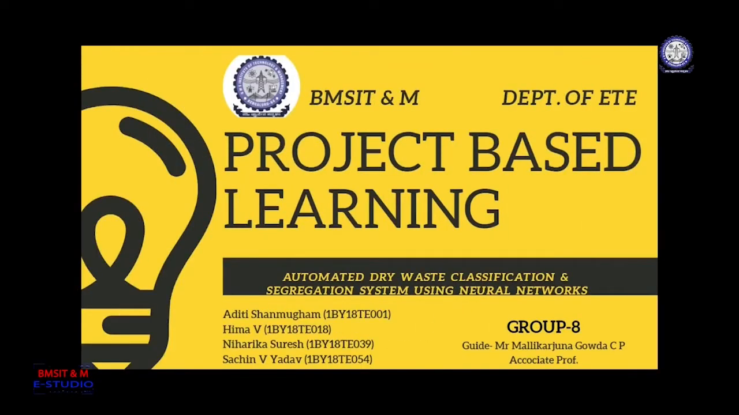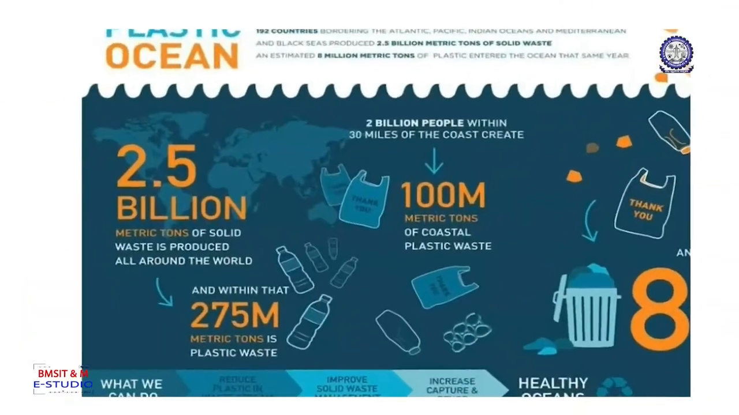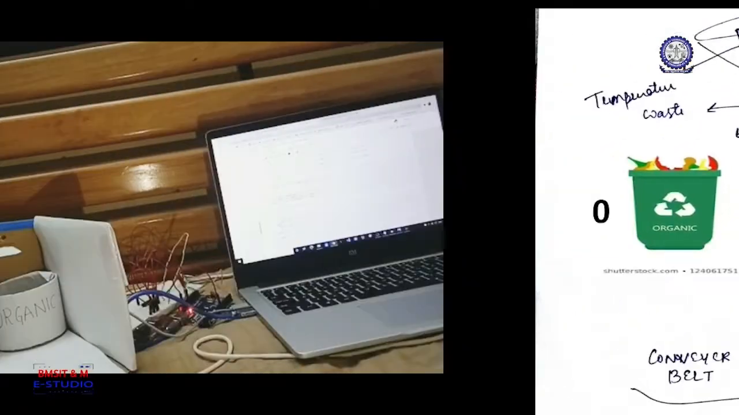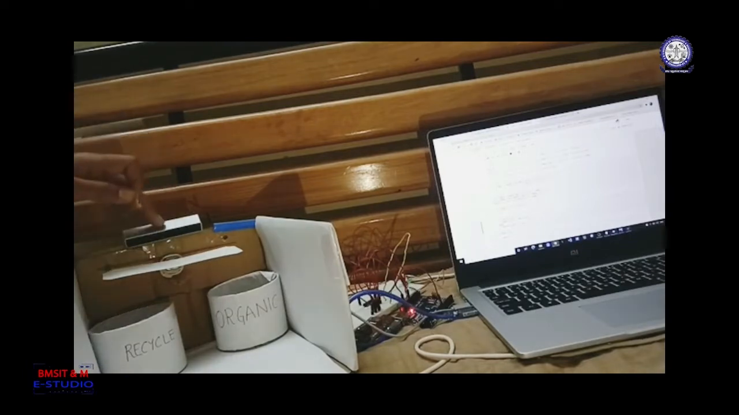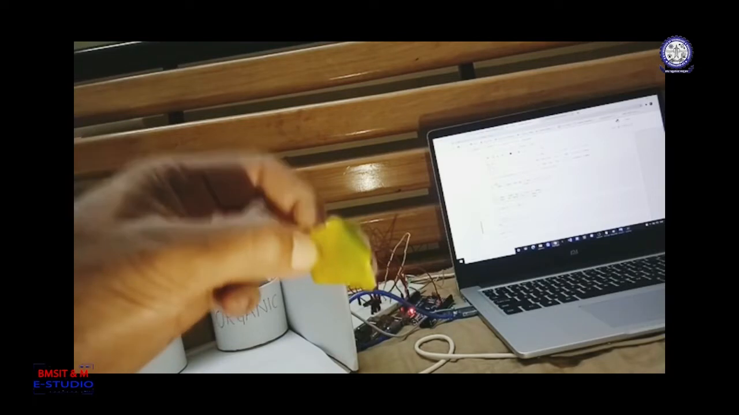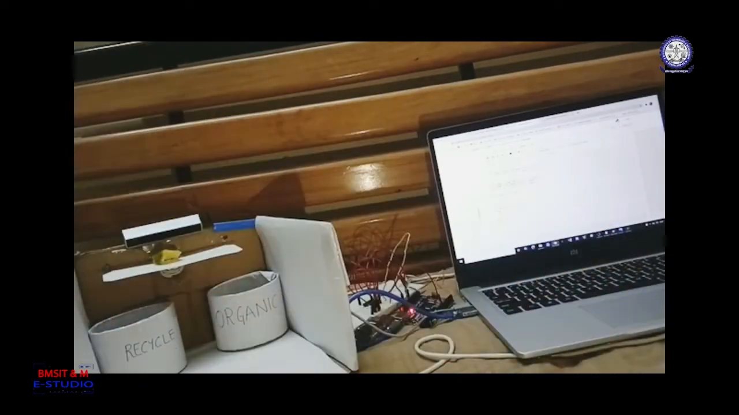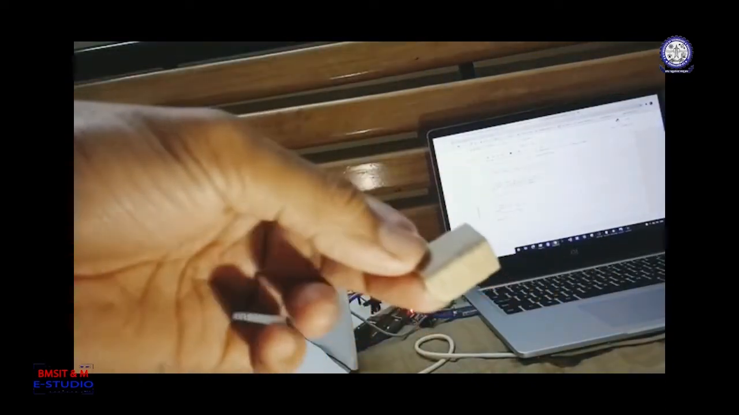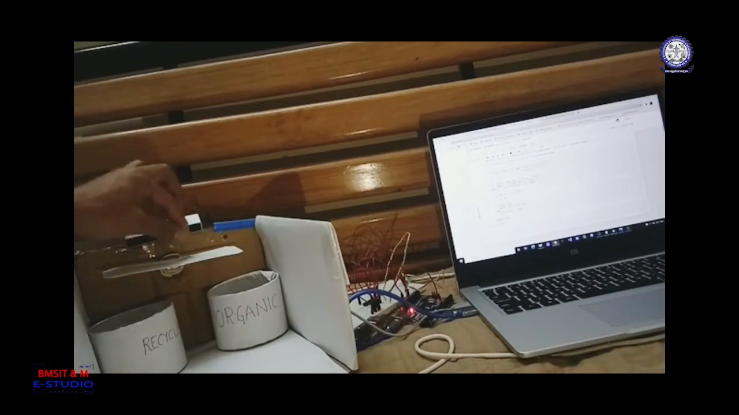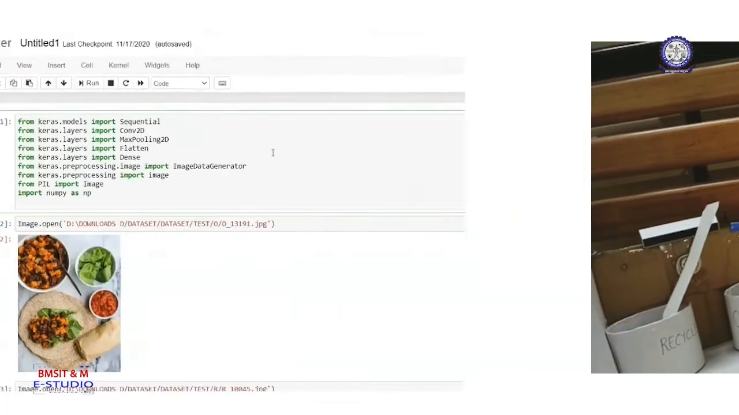Automated dry waste classification and segregation system using neural networks. As we can see here, our motor, and this is the camera. Let's place this bit of peel between the cameras. When it captures the image and I run the model, we see it's dumped into the organic waste. Now I'll be using a paper bit, as you can see here, and I will run this model. We'll see which type of waste it is. As we can see, it's classified as recyclable waste.